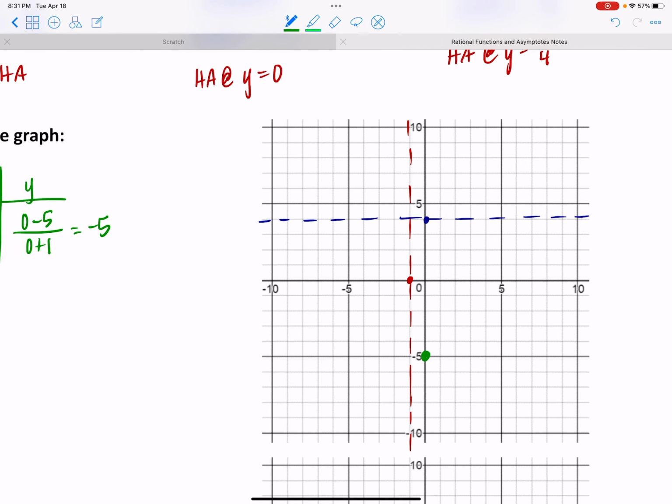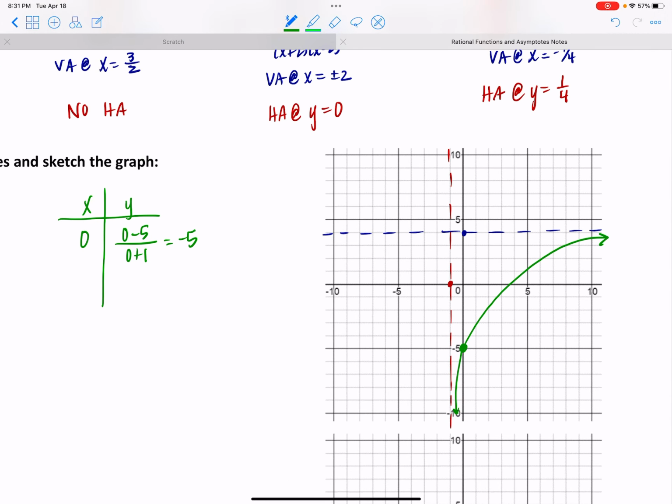If my point is down here in this quadrant, right, that is where my branch has to be. So I know I'm going to be approaching the asymptote this way, and then approaching the asymptote this way. So this would be a reasonable enough sketch of that branch.